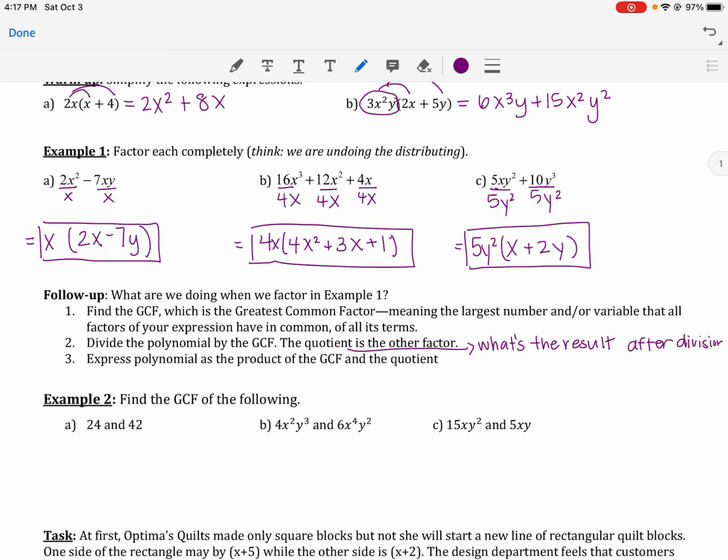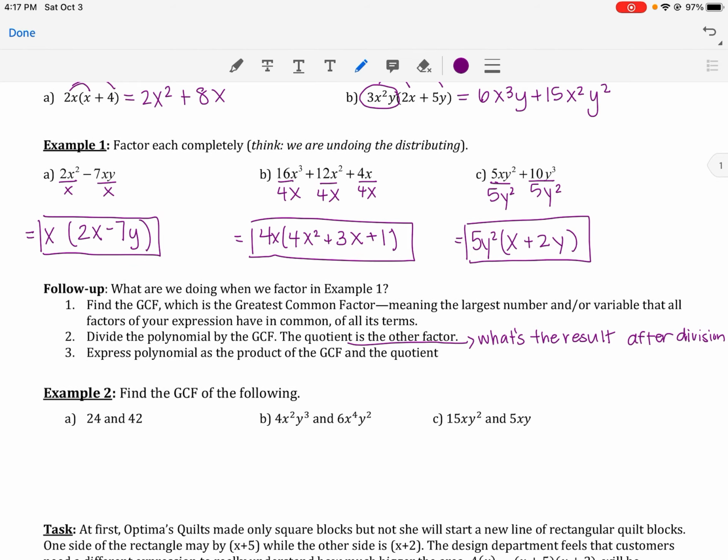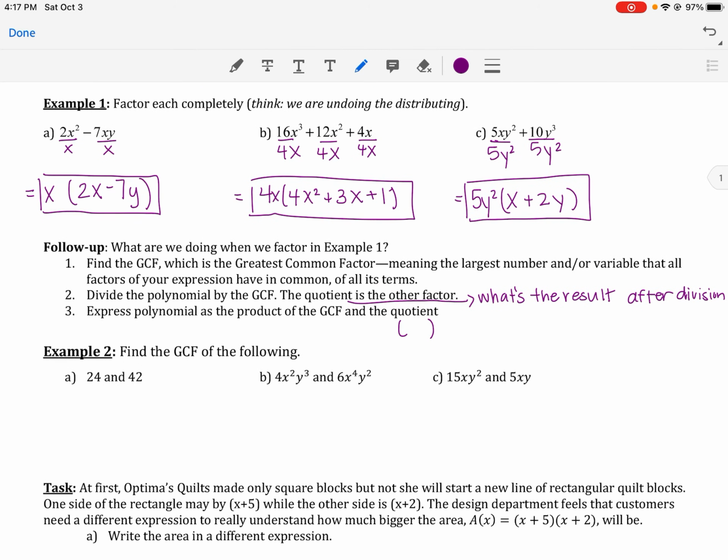In this case, it's the part we put in the parentheses. And then we express our polynomial as the product of the GCF and the quotient. The quotient is the part with the parentheses. Okay, so if we want to just practice finding the GCF, like if you were having a hard time with that, I do think this is a good skill.